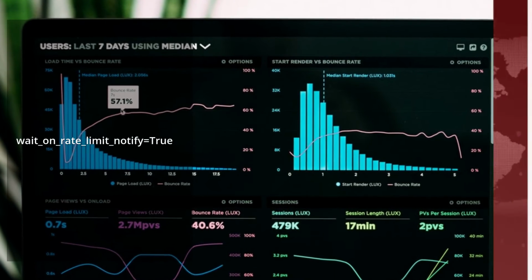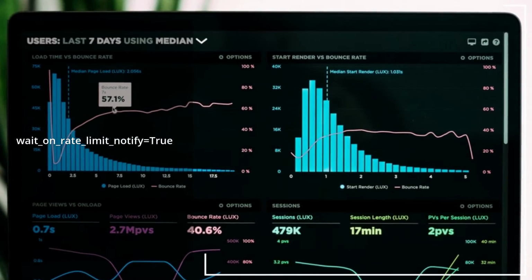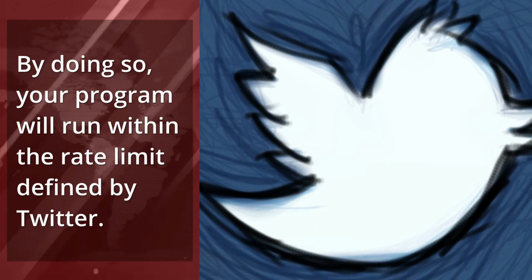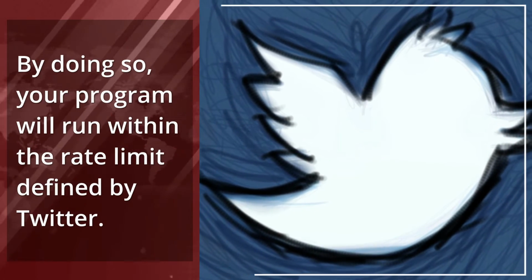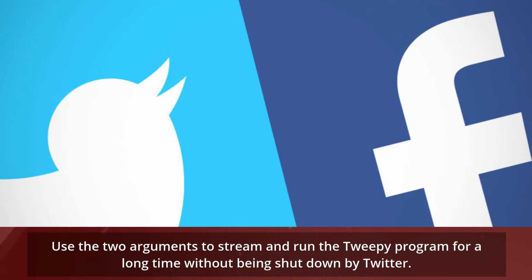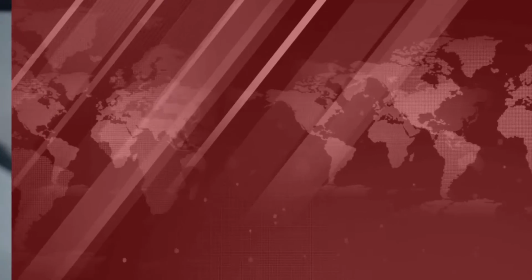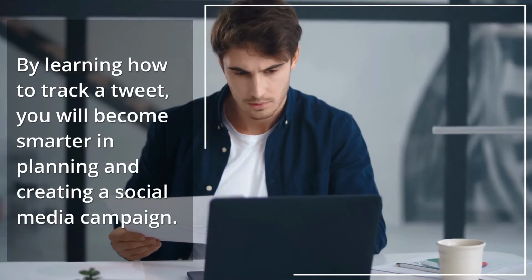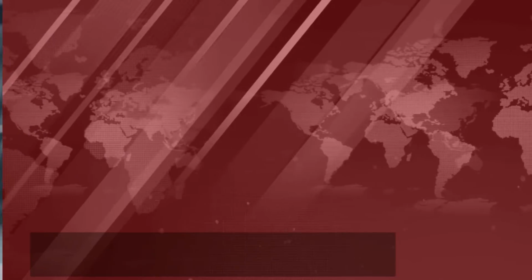Wait_on_rate_limit equals true. Wait_on_rate_limit_notify equals true. By doing so, your program will run within the rate limit defined by Twitter. Use the 2 arguments to stream and run the Tweepy program for a long time without being shut down by Twitter. By learning how to track a tweet, you will become smarter in planning and creating a social media campaign.